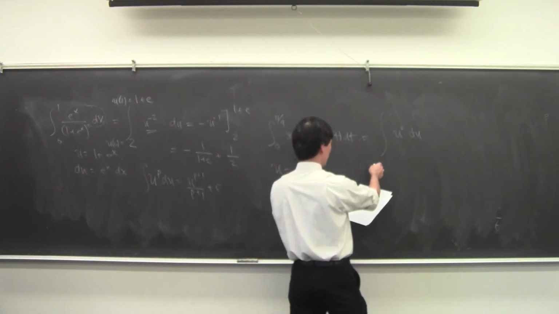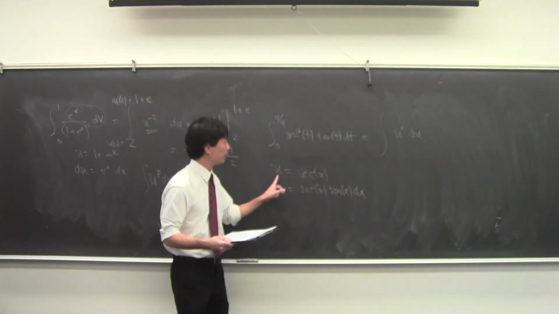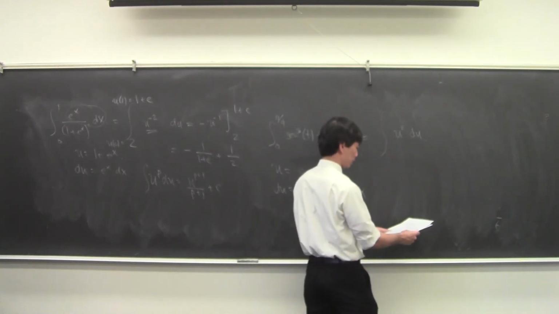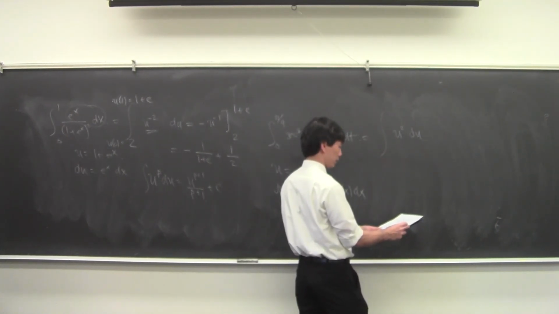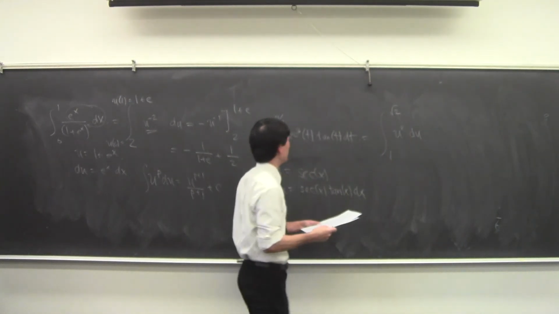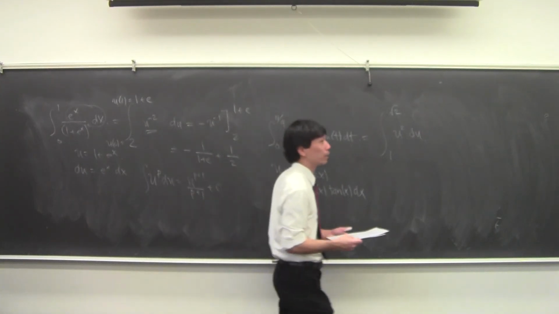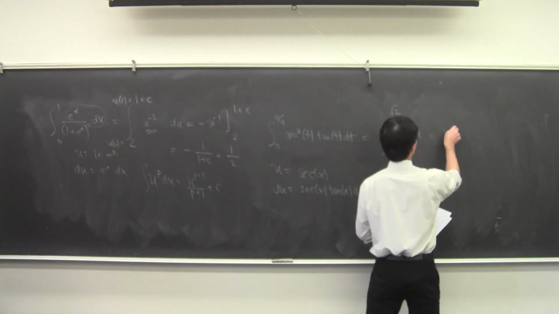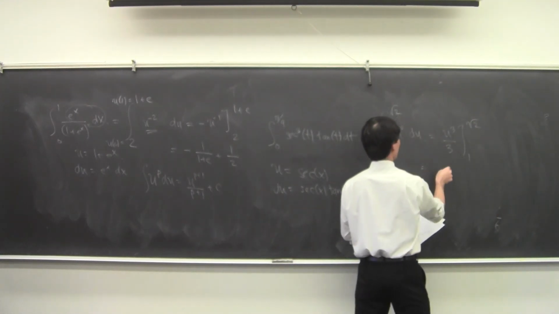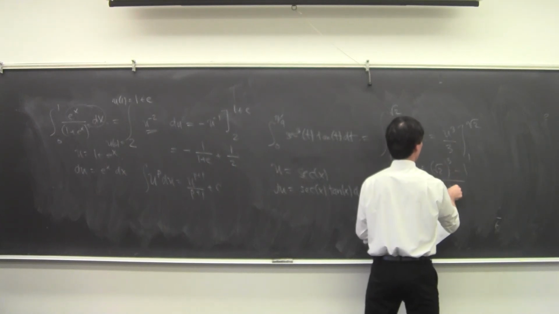And then you say, okay, well, when t is 0, you get the secant of 0, which is 1. And then on the other end, you get the square root of 2. And so you evaluate u cubed over 3 between 1 and 2. You get root 2 cubed minus 1, quantity, over 3.